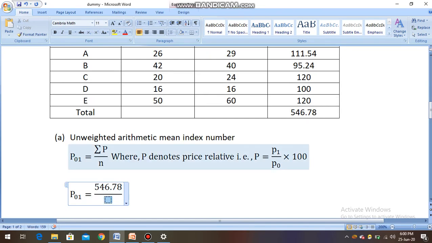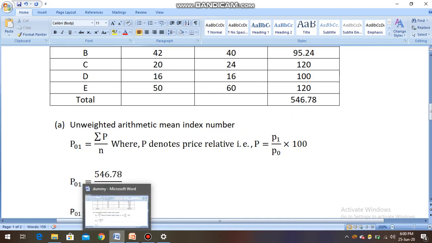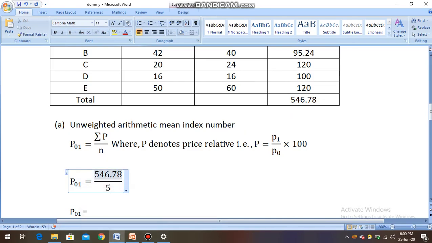What is n? N is actually the number of items. How many items do we have in the data, A, B, C, D, E? That is 5 items. We have 5 items. Then 546.78 divided by 5 is how much? 109.36. Do the calculation simultaneously.